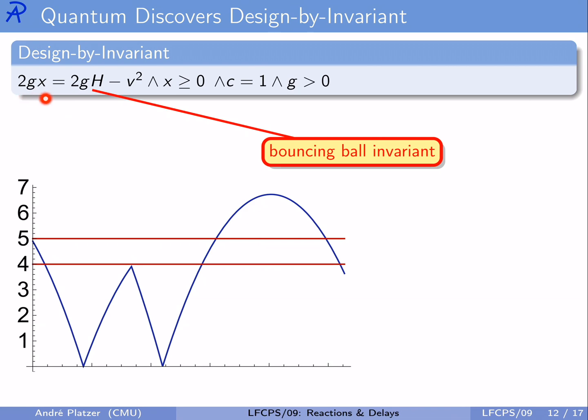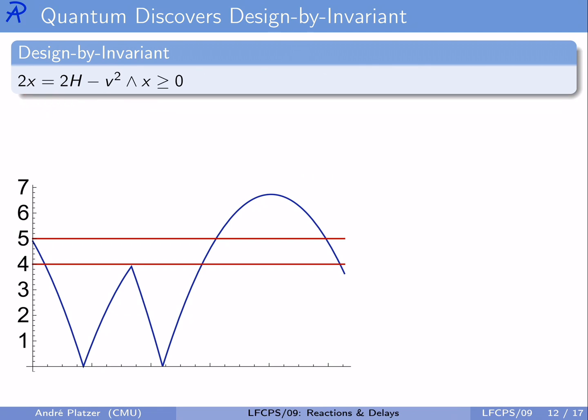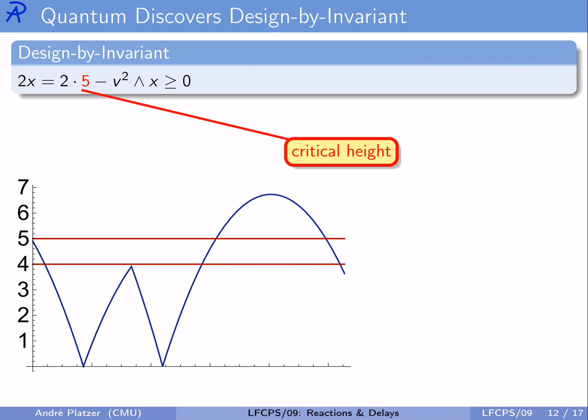That 2 times gravity times position is the same as 2 times gravity times initial height minus velocity squared at all times, and we're above ground at all times, and the things we assume for that, like damping coefficient is 1 for simplicity, and gravity is positive. Let's just simplify this a little bit. And remember, we actually also assumed here that the gravity constant is exactly 1. So I can omit the g's and just write down 2x is 2h minus v squared. And let's also remember, what was our initial height? Well, we started at 5 at max. So let's just put in the 5.